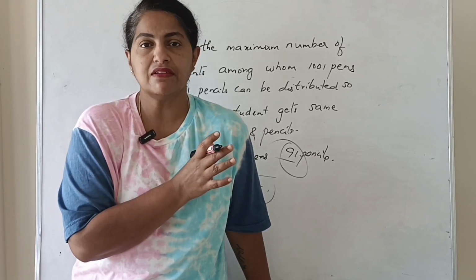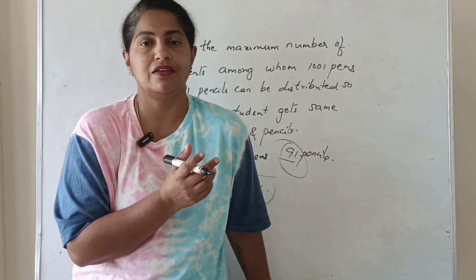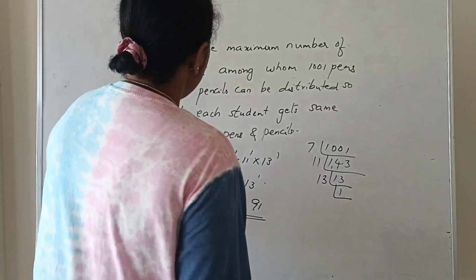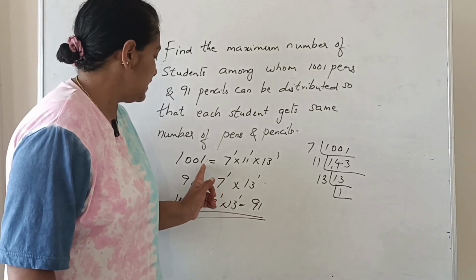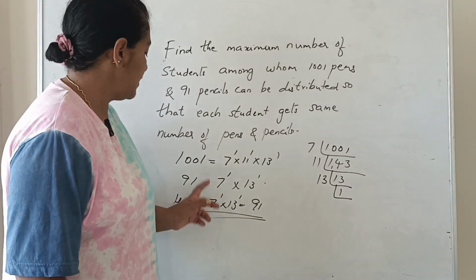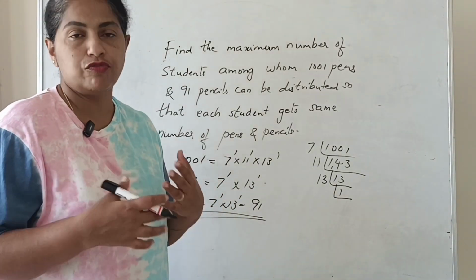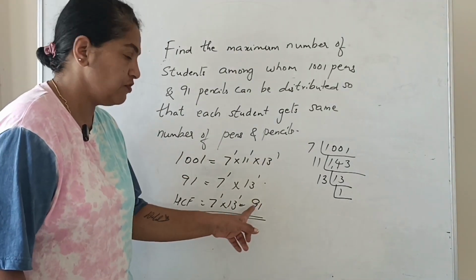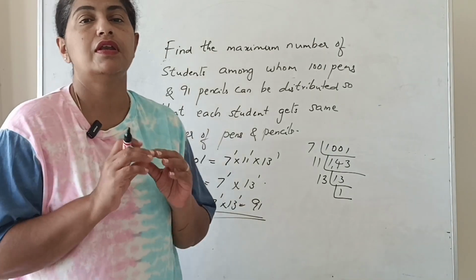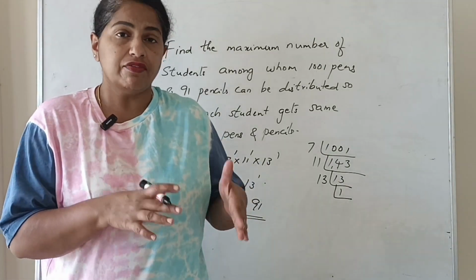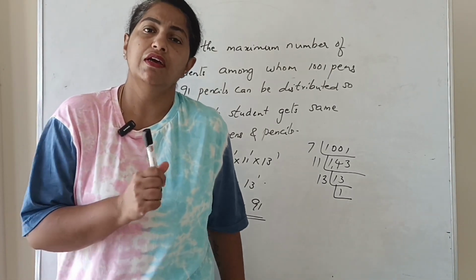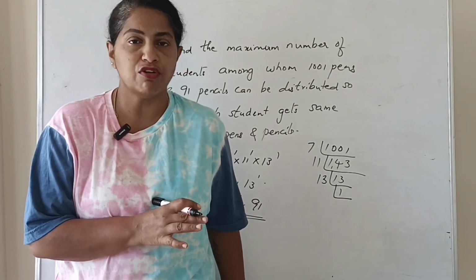Okay, so now in this particular sum we need to find the HCF of 1001 and 91. So let us see what we are getting. We will do prime factorization obviously. So here you can see that I have done the prime factorization of 1001 and 91 for finding the HCF. So HCF is 7 is common and 13 is common. So I am getting 91. So 91 students have to be there in the classroom. The maximum number of students is 91, so that each one of them receives an equal number of pens as well as pencils.